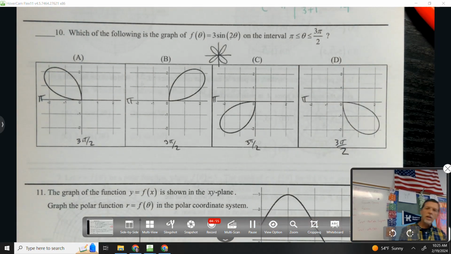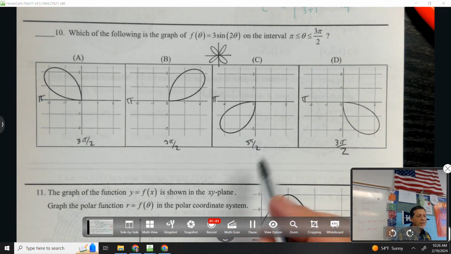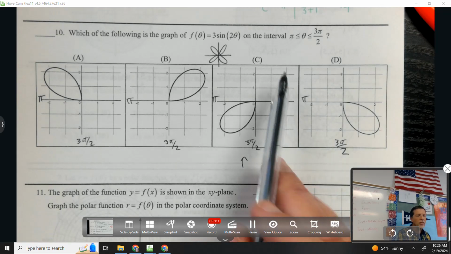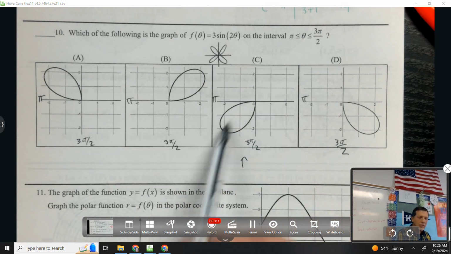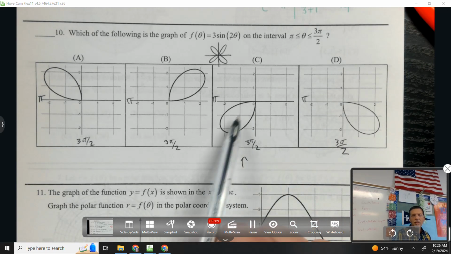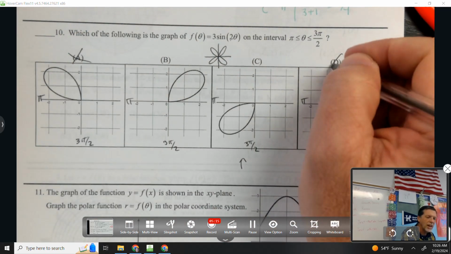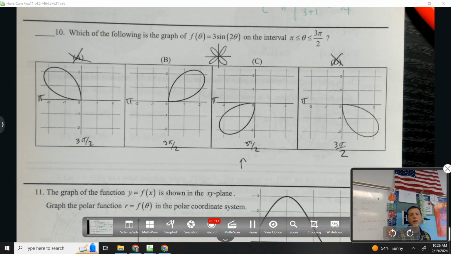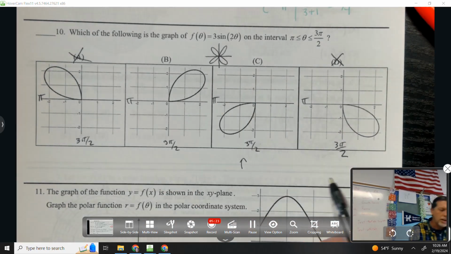So where is the graph in the third quadrant. It looks like C, but I have to be careful because if R is negative, that would bump it into the first quadrant, right? So I think it's C, but if R is negative, then it would be B. So I'm pretty sure it's not A or D. If R is positive, we're in the third quadrant. If R is negative, we're in the first quadrant. So I need to put some points in.